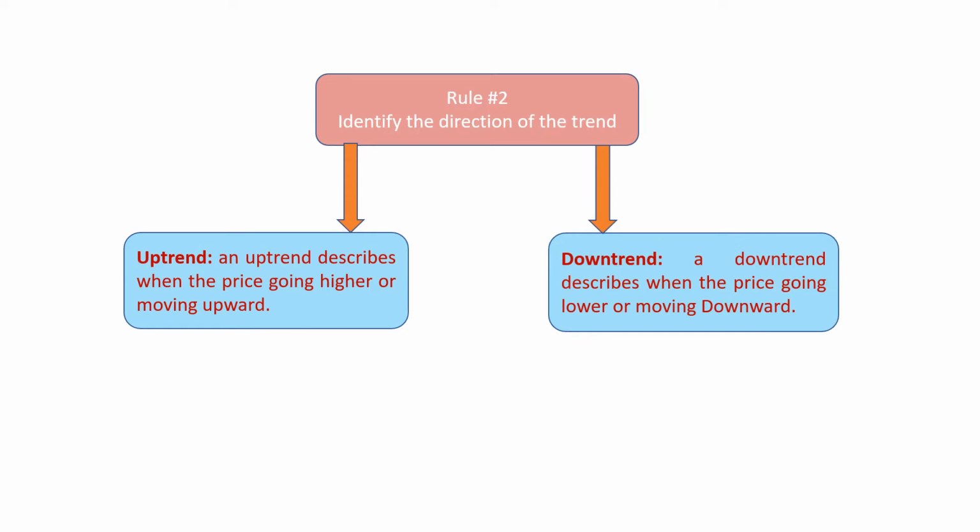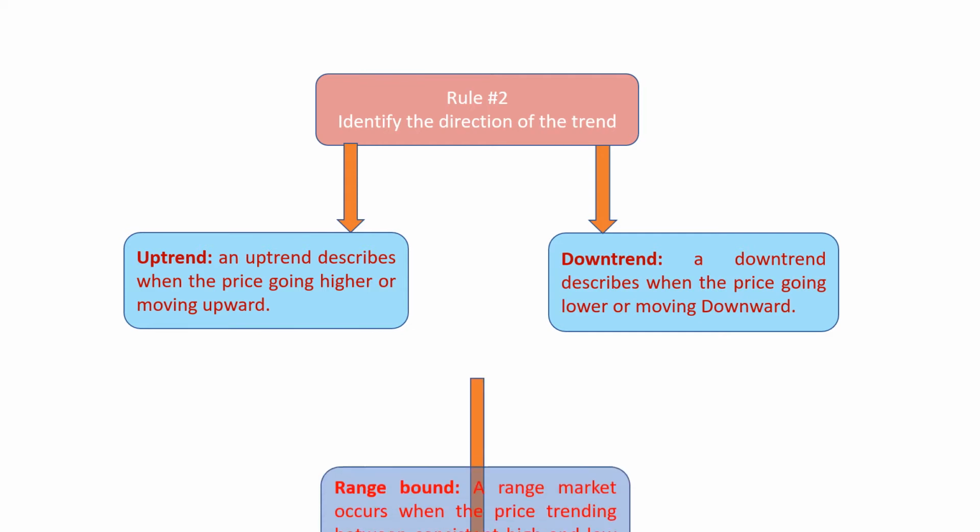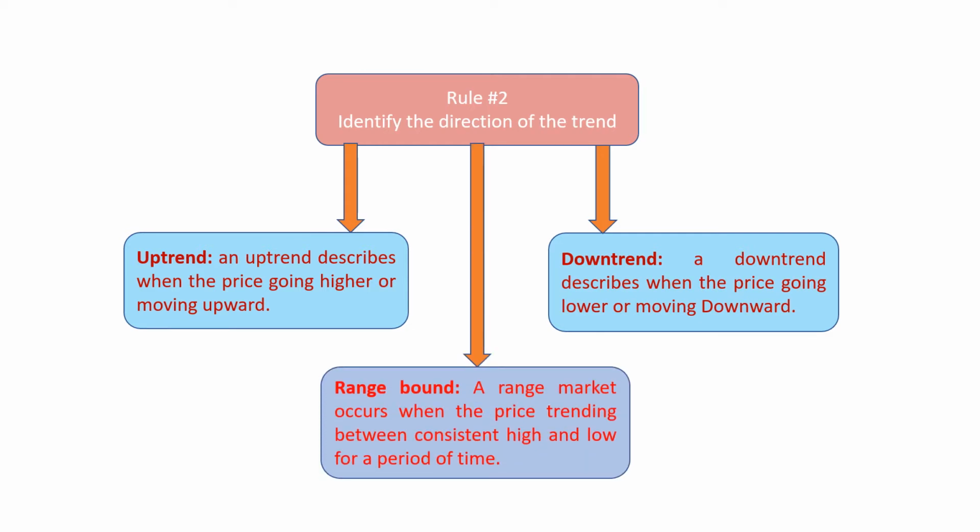A downtrend is described as when the price is going lower or moving downward. It is composed of lower swing lows and lower swing highs. As long as the price is making lower lows and lower highs, the downtrend is considered as intact. A range bound occurs when the price is trending between 2 consistent levels, high and low, for a period of time.